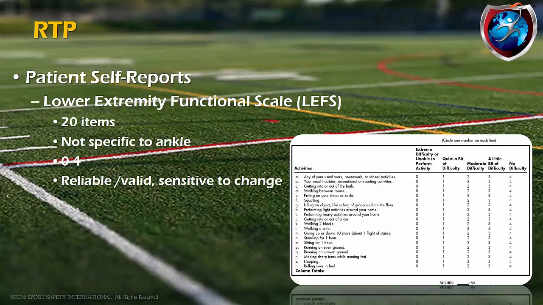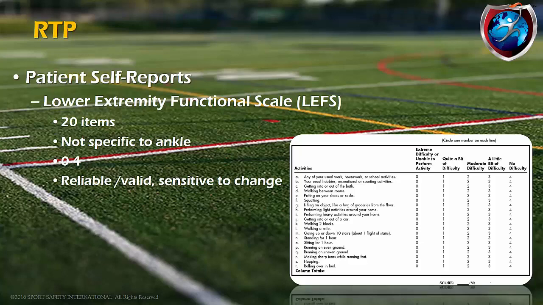The Lower Extremity Functional Scale, or LEFS, is a questionnaire that includes 20 items, and each item is scored from 0, extremely difficult, to 4, with no difficulty. It allows patients to report their ability to perform a variety of tasks that range from daily activities, such as putting on shoes, to more advanced sport-specific tasks, such as running and hopping.